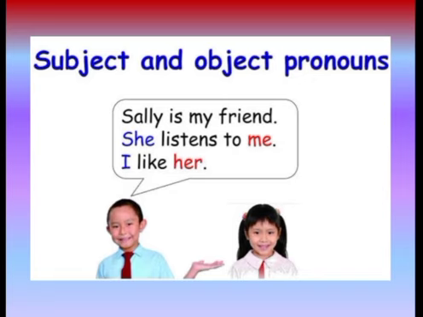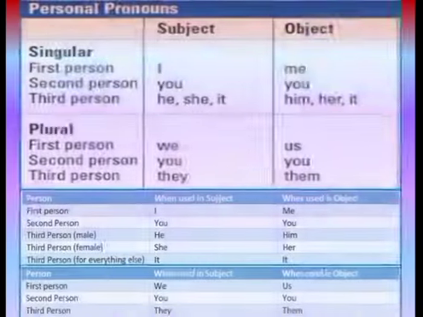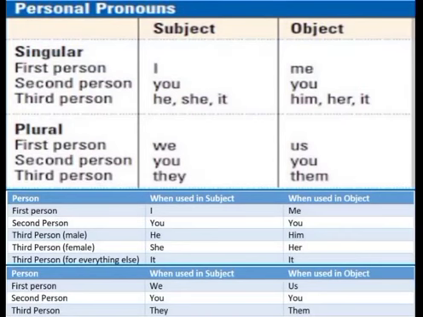I like her. I has come in the subject part, so I is the subject pronoun, and her has come in the predicate part, so it is the object pronoun. Now here is the list of the subject and object pronouns classified according to first, second and third person. This we have already seen in our previous slide. You can write down this slide in your notebook.